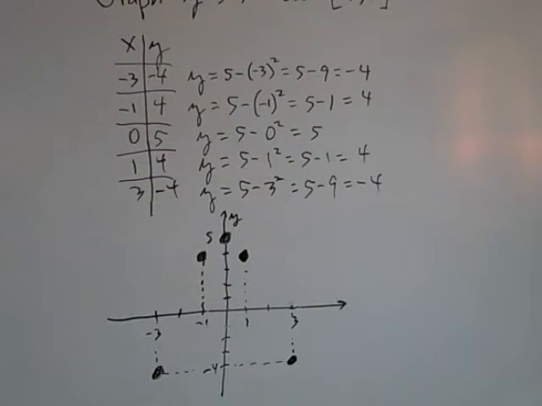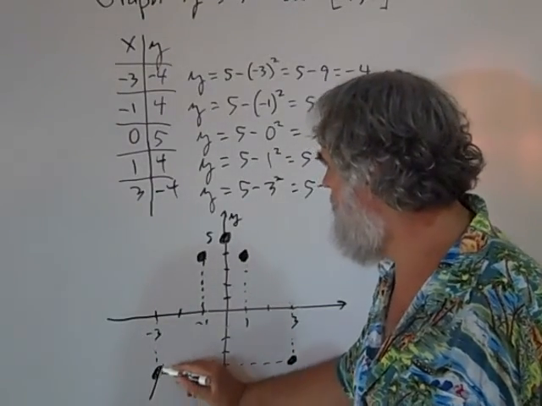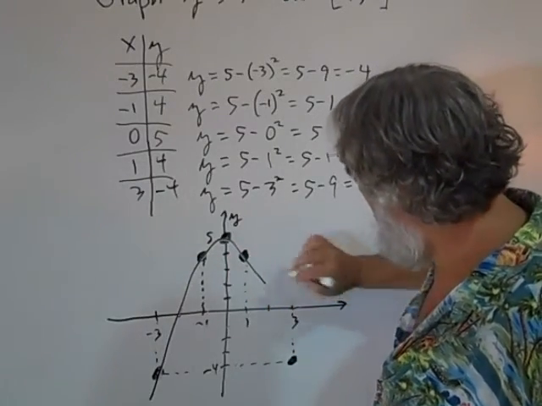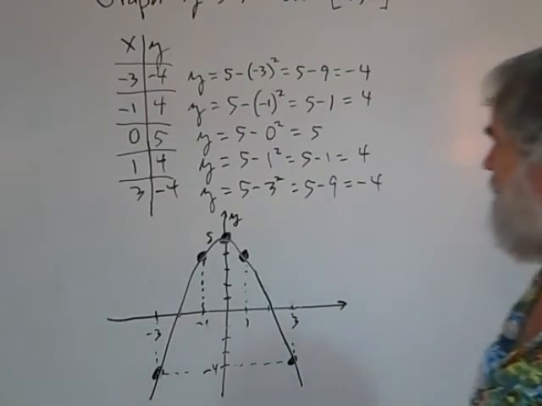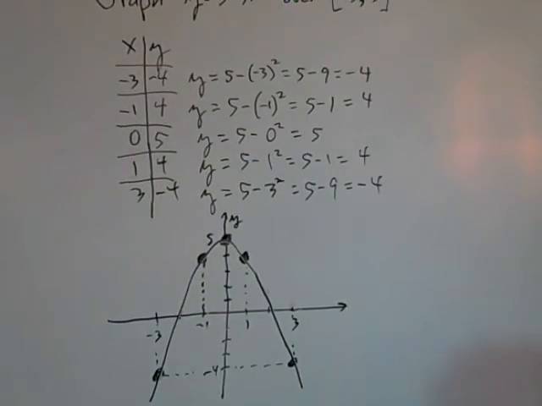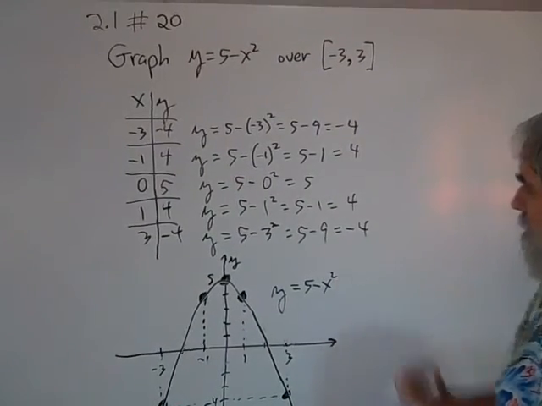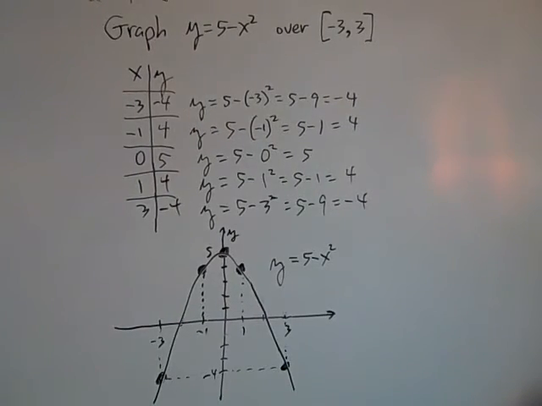You may recall that a quadratic equation like this has a graph that's a parabola. In any case, try to connect these dots more or less smoothly, and you get something rather like this. The graph of this equation. Sometimes you put the name of the equation for the graph next to it. Okay?